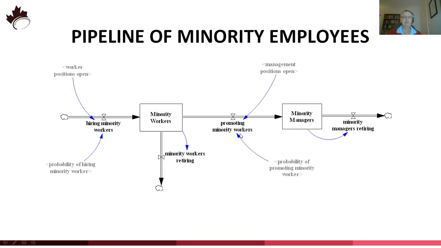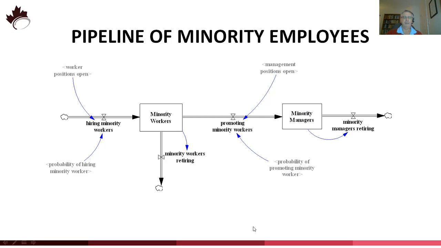And the promotion process is based on the probability of promoting a minority worker to a management position and the idea that there has to be a management position open to promote into. And then the idea is that the minority managers would eventually retire, opening up more positions, and therefore, there would be more promoting.